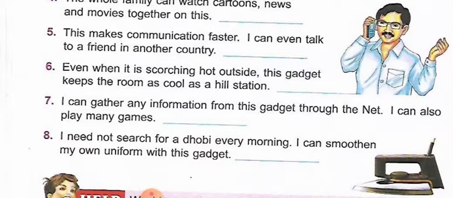Even when it is scorching hot outside, this gadget keeps the room as cool as a hill station. So, what can it be? It is AC. It is air conditioner. Air conditioner. Okay, children? Now, you love to sleep if there is an air conditioner.